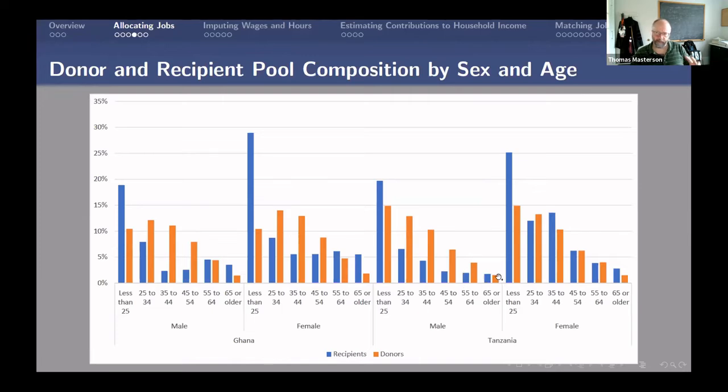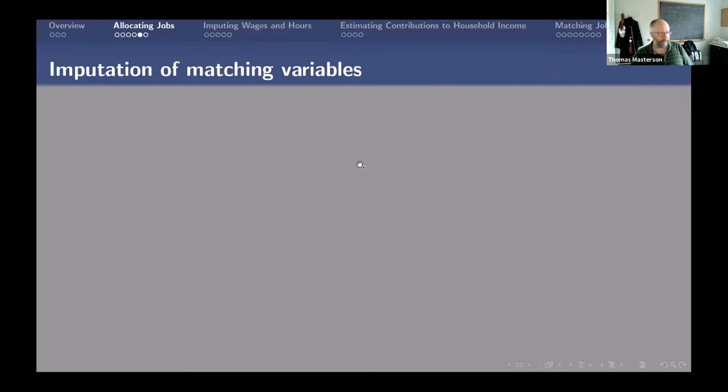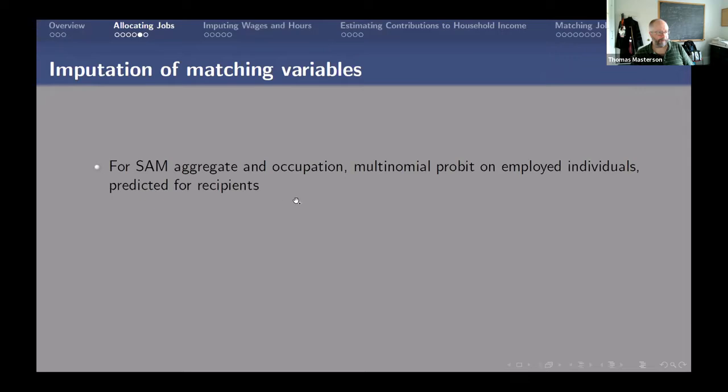Right? And so that's going to come in when we impute hours and wages for these people. We have to use a method that corrects for sample selection bias, right? And so that's what we're going to do in the second exercise. We're going to talk about that. But for right now, how do we then figure out for each person what the likeliest industry is, what the likelihood of being employed is? Well, we use a statistical method to figure out what the patterns are in the actual data, right? So for the SAM aggregates and occupations, we use a multinomial probit on employed individuals, and then we use that model to predict for recipients what likelihood it is for each of them to be in each of the aggregate industries and occupations. Okay.